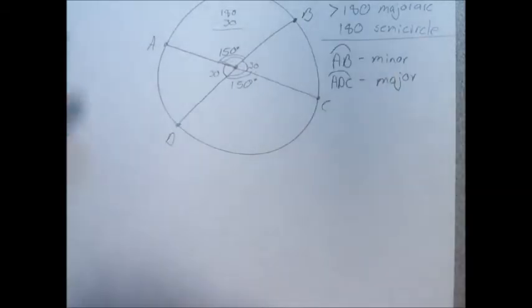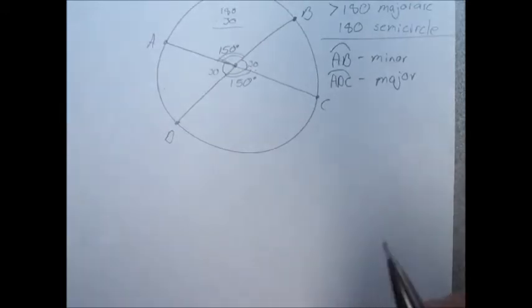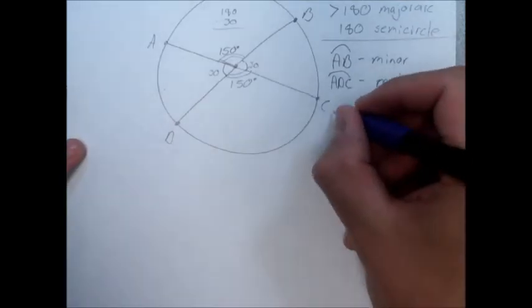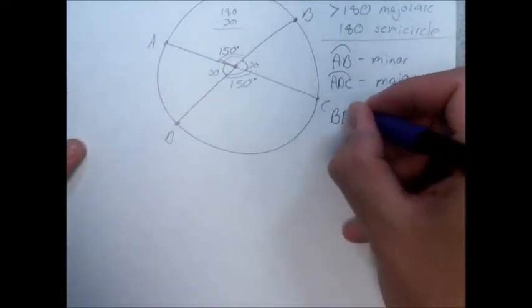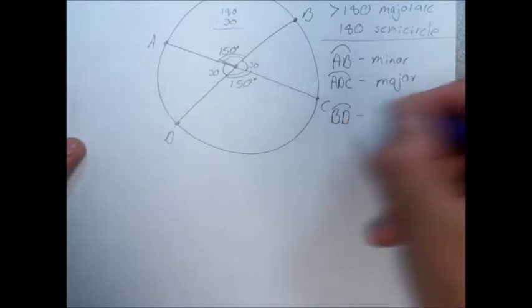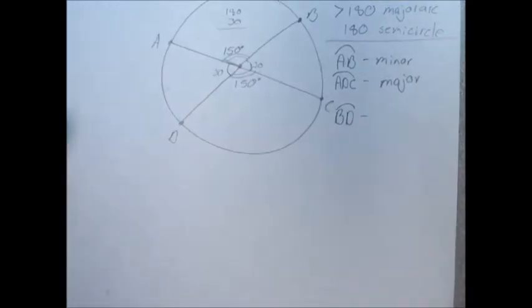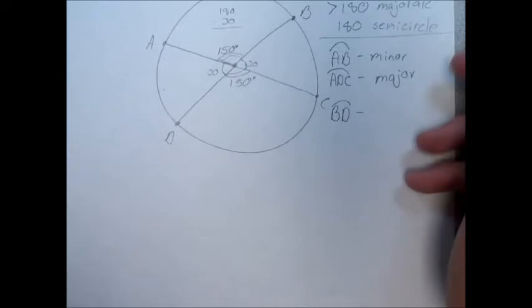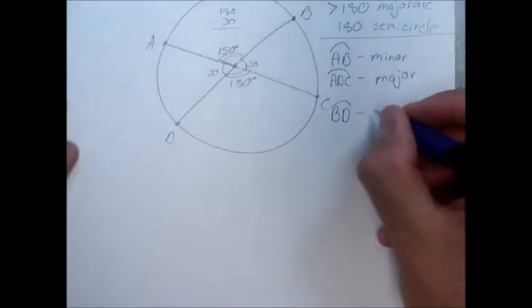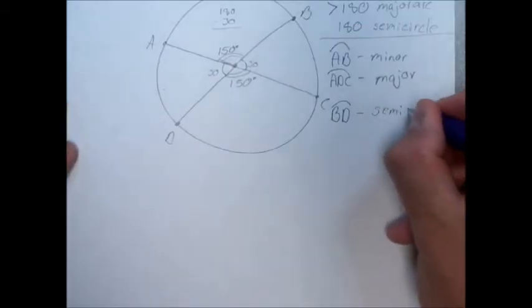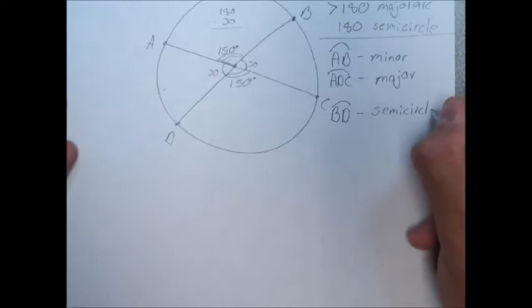Okay, so let's see if we can figure out a few of these. It's really easy. If I say arc BD, what kind of arc is it? It's a semicircle. It goes halfway around, right? So semicircle. And those are the three different types that you're going to see there.